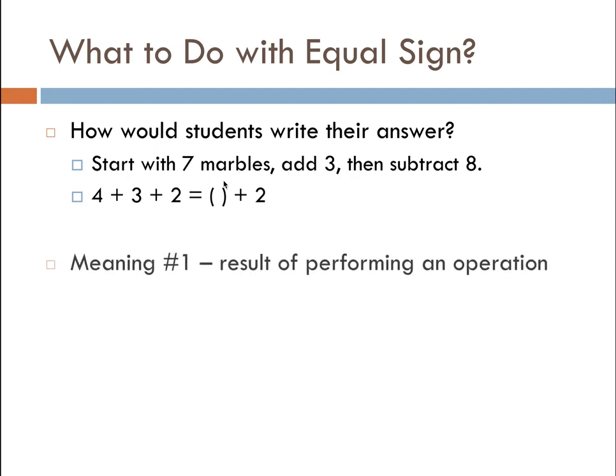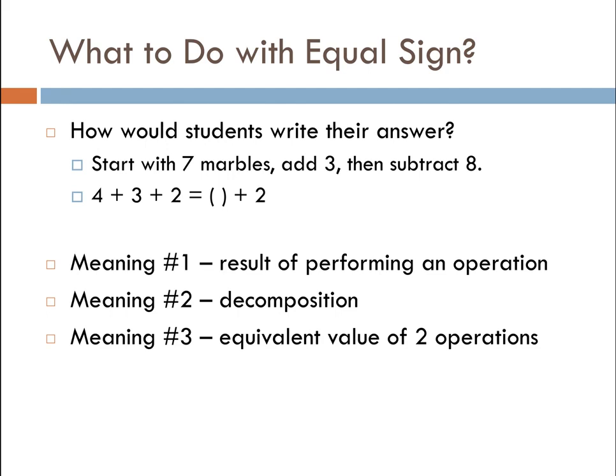So equal sign can mean result of performing an operation. It can be decomposition, like the second one. So 7 can be decomposed as 4 and 3. Right? So that's the second meaning. Also, it's equivalent value of two operations. And so on and so on. A lot of things. But I think the scale with balance explains a lot better for equal sign. So keep that in mind.